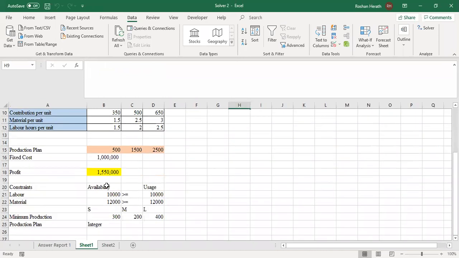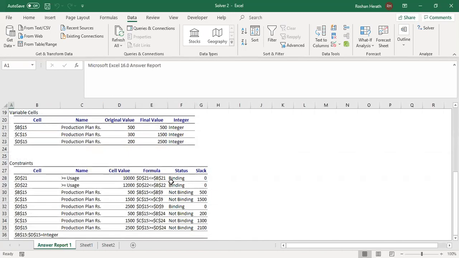Our D21 cell is about our usage. You can see that the available labor is 10,000 units. So here, you have used all the labor. Therefore, the labor is the biggest constraint for you, because you cannot increase your production as you do not have adequate labor. You have used that to the fullest. So that's what we call the binding constraint.